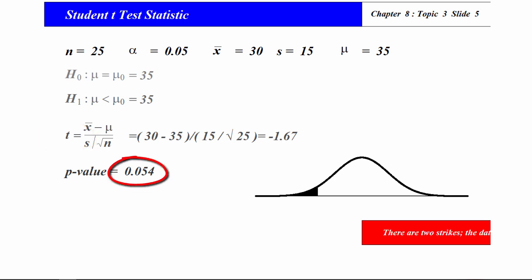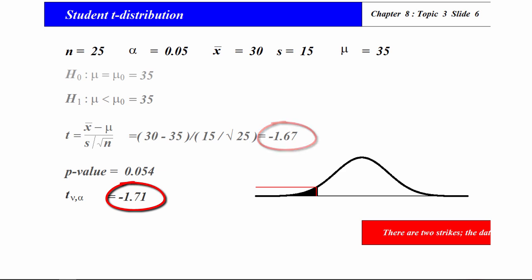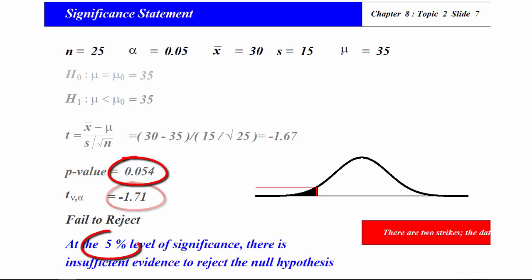If we use software to determine the p-value, we can compare the test statistic to a critical statistic, or the p-value to an alpha value. In this example, at the 5% level of significance, there is insufficient evidence to reject the null hypothesis.